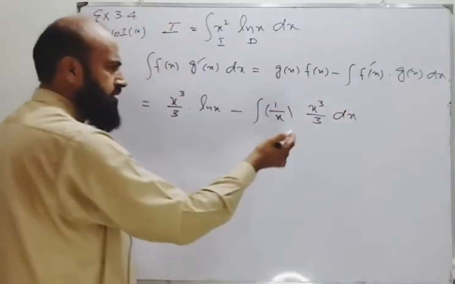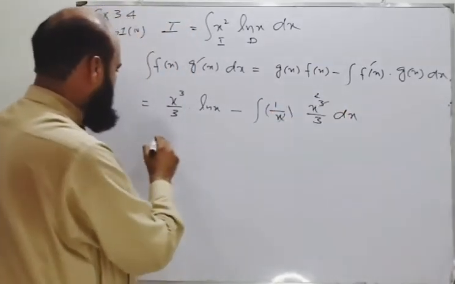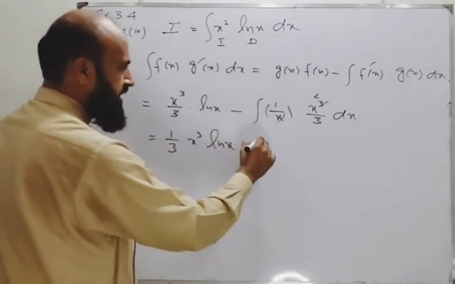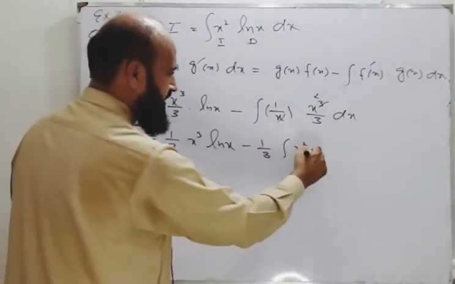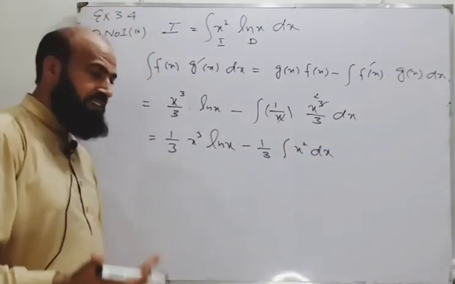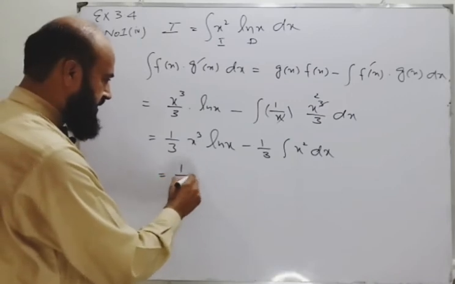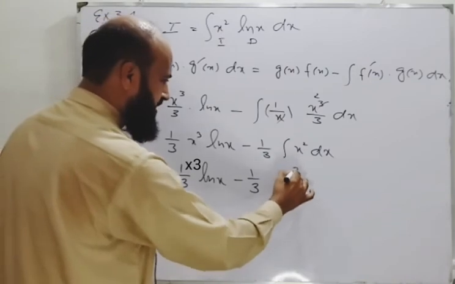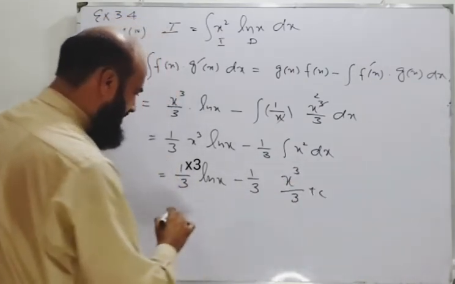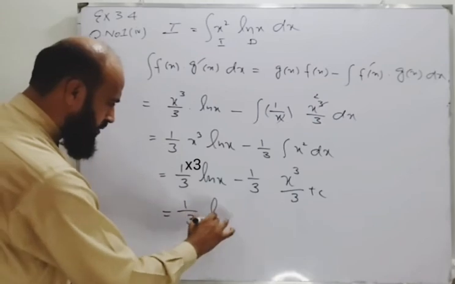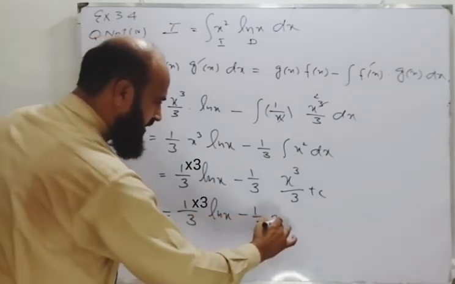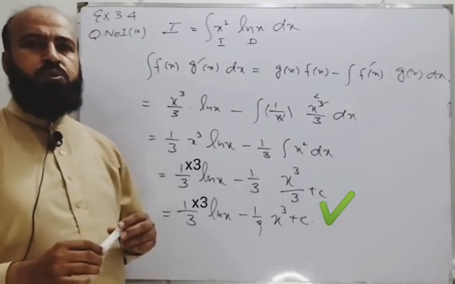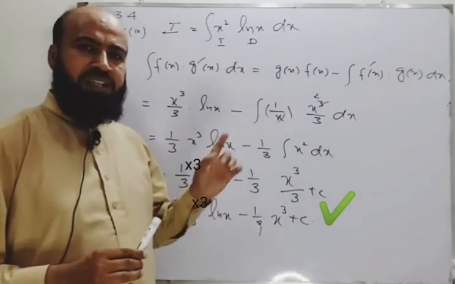Now you can see simplification is possible. We are going to do it. So here we have 1 by 3 x cubed natural log of x minus 1 by 3 times the integral of x square. Very simple, x square can be integrated with respect to x, and the rule gives x cubed by 3. Now in the last step you can simply simplify it. This is minus 1 by 9 x cubed plus c. So that's how we have integrated it with respect to x by using the technique of by parts.